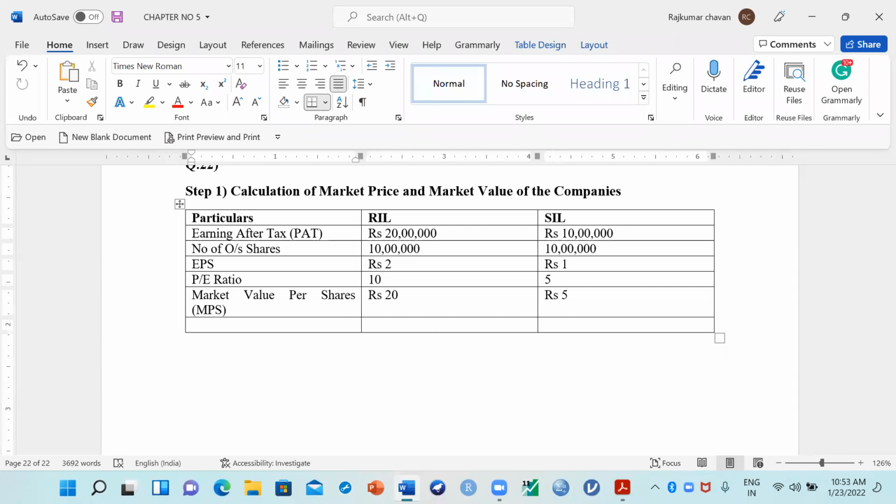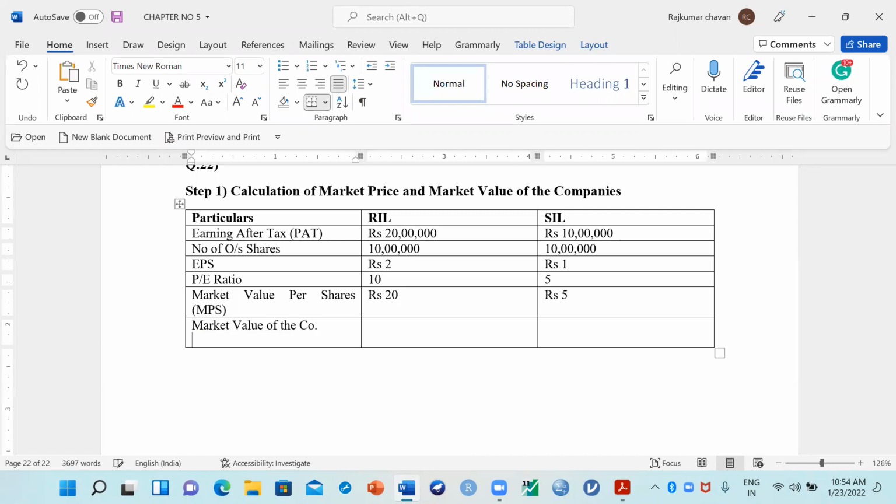So now, can we calculate the market value of the company? How do we calculate the market value of the company? For both companies, what is the value? What will be the formula? Can anybody tell me what the market value will be if I want to calculate it for these companies? How do we calculate market value?